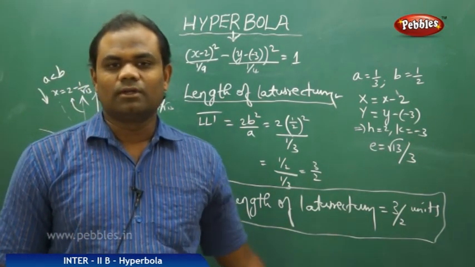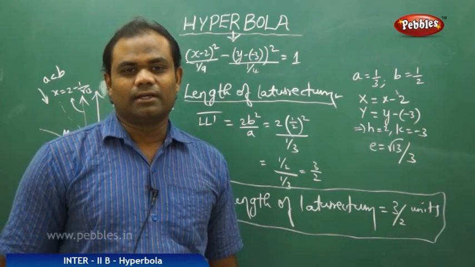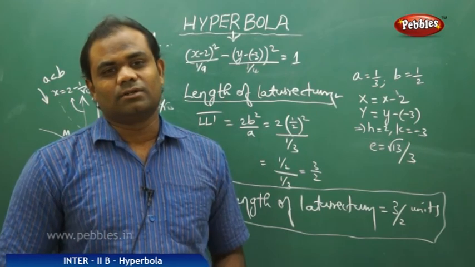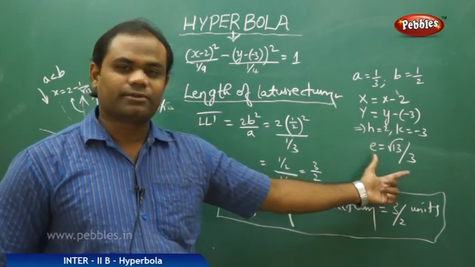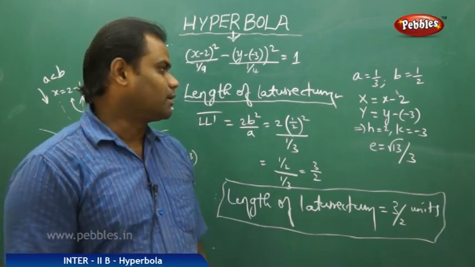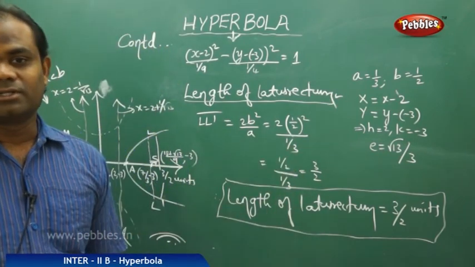So this is how we find each of the foci, the directrices, the length of latus rectum, the vertices, or a, b and eccentricity, each for the respective hyperbola in transformed form in this example problem.